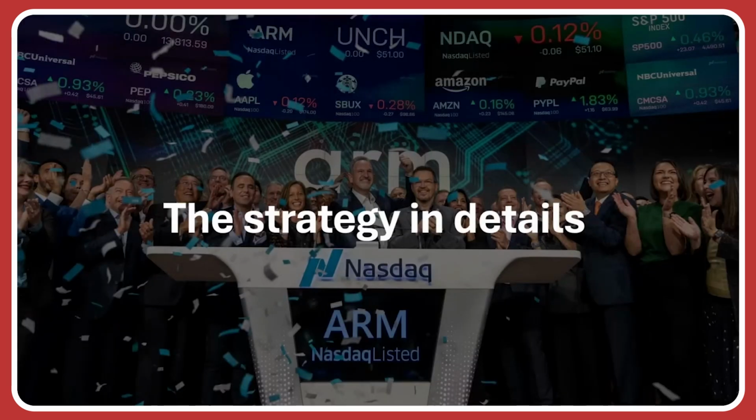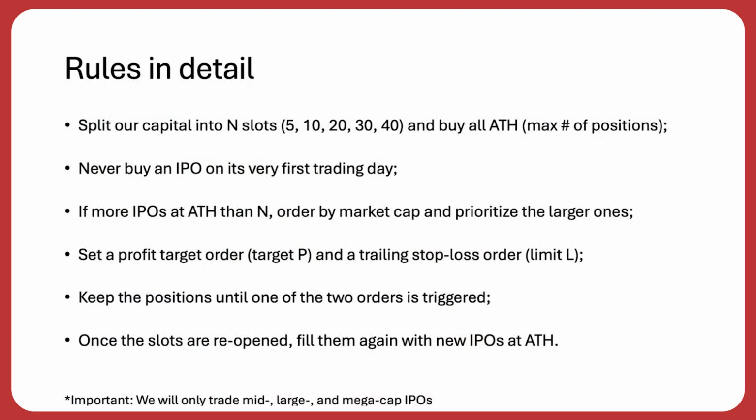Now, let's formulate the strategy in detail and backtest. First, let's formulate the strategy in detail. Here, this is my interpretation of what I heard from Marsten in his interview. All the details here, he didn't give any of these details, so this is my interpretation. The rules that I came up with are, first, we're going to split our capital into N slots, and we're going to try different numbers of slots, 5, 10, 20, 30, and 40, and buy all IPOs at all-time high as long as we are below this maximum number of slots.